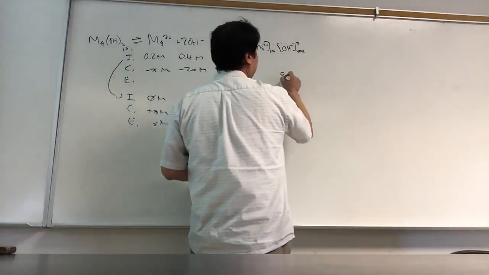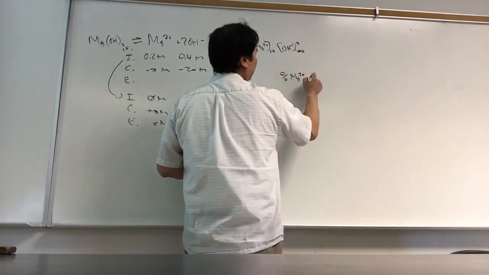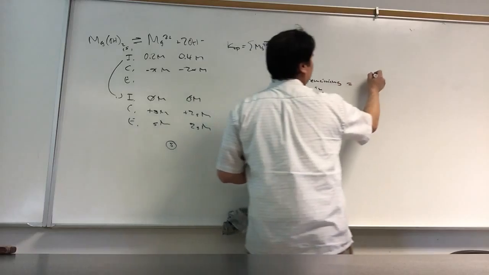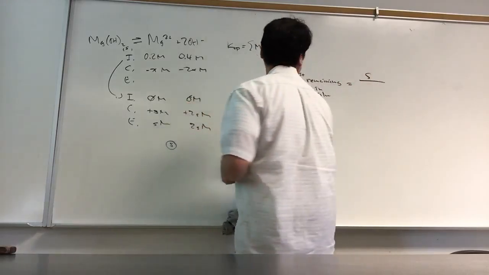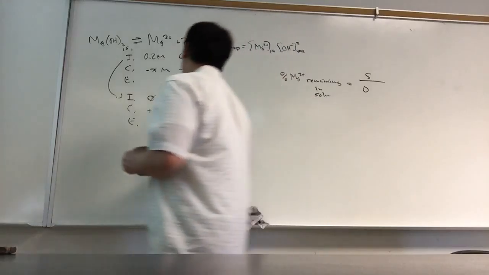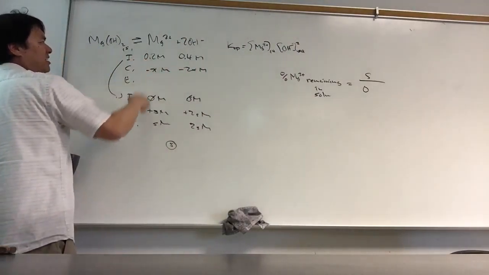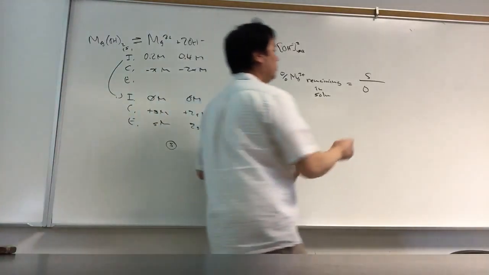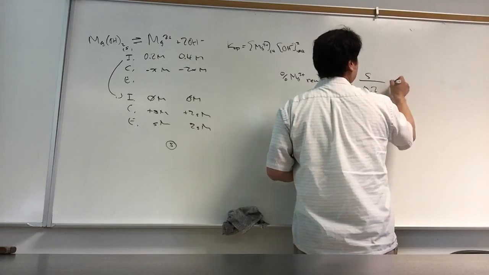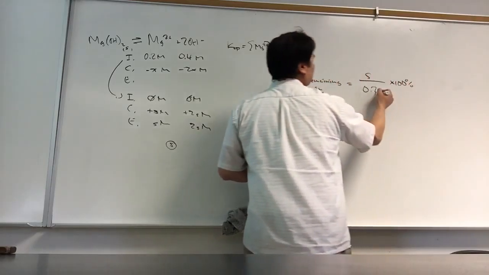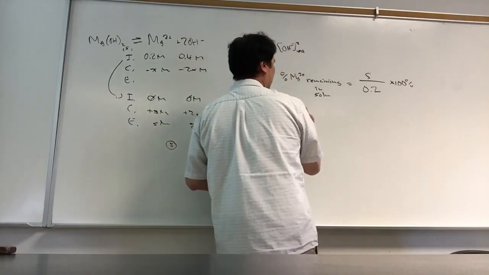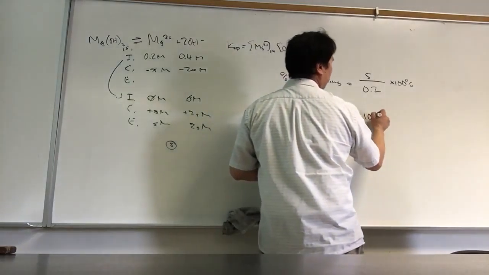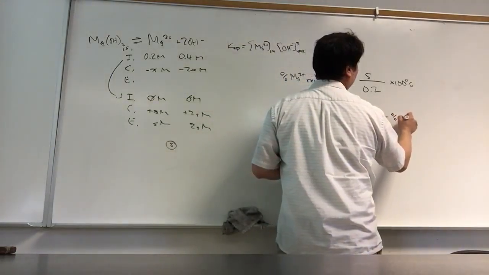And so we can get the percent Mg2+ remaining unprecipitated, or remaining in solution. That's going to be however much I have here at equilibrium over my original. The original amount of magnesium is 0.2 molar. So this should be 0.2 molar here, times 100%. And then the percent magnesium precipitated is just going to be the difference. It's going to be 100% minus the percent remaining.